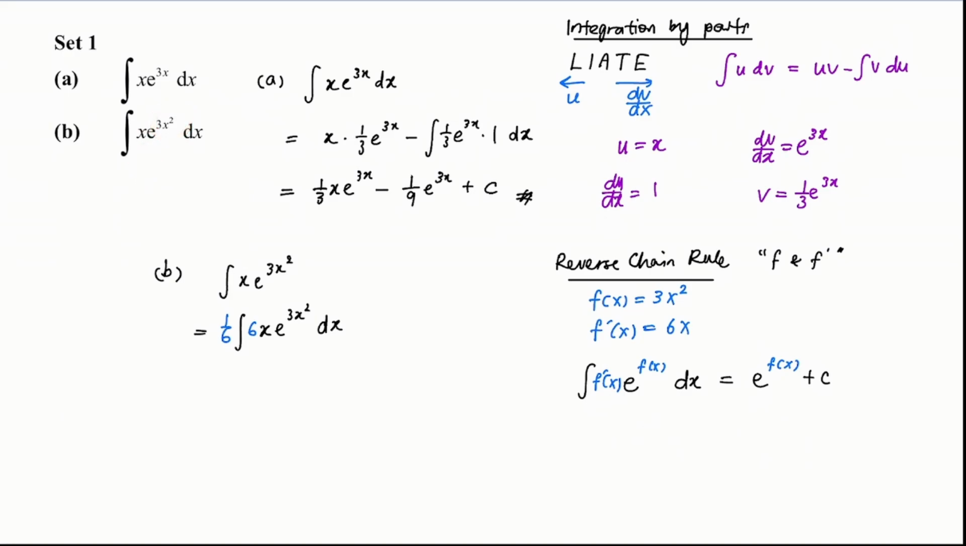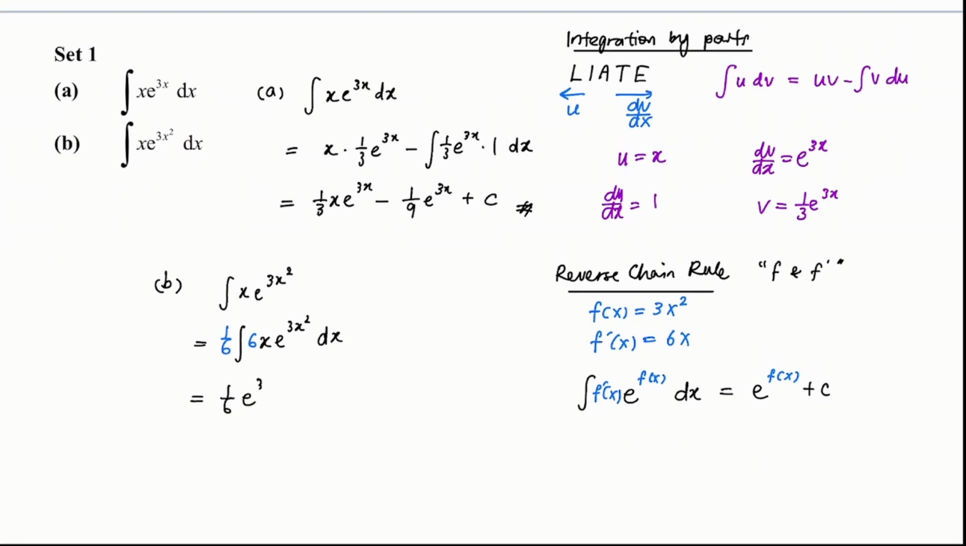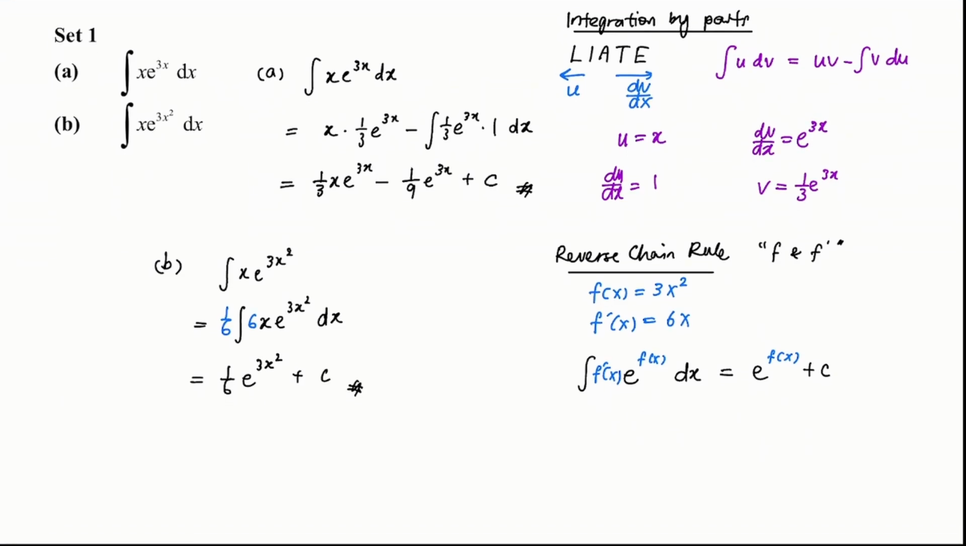Okay, so now we will integrate to 1 over 6. Now integrating this is actually integrating the e. So at the end of the day, it's just back to e with the original function: e to the power of 3x squared plus c. So this is the answer for the integration in set 1. So first one being integration by parts and reverse chain rule. So once again, you need to observe whether it is integration by parts or reverse chain rule.